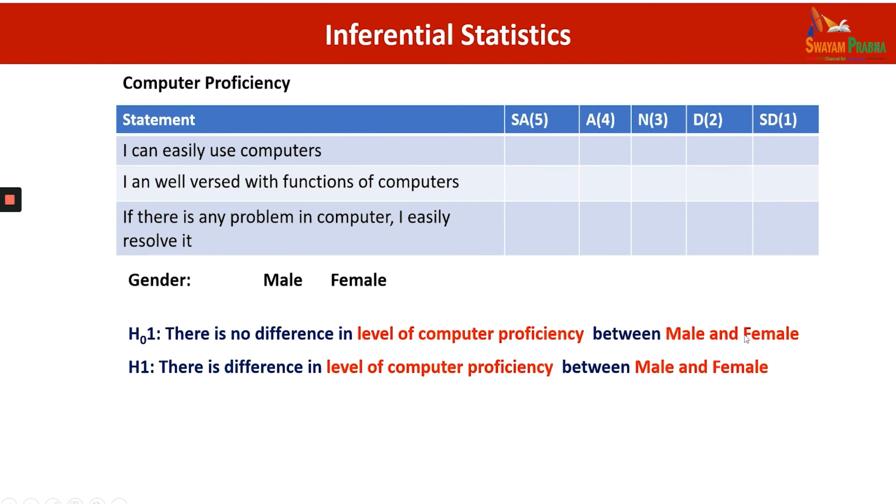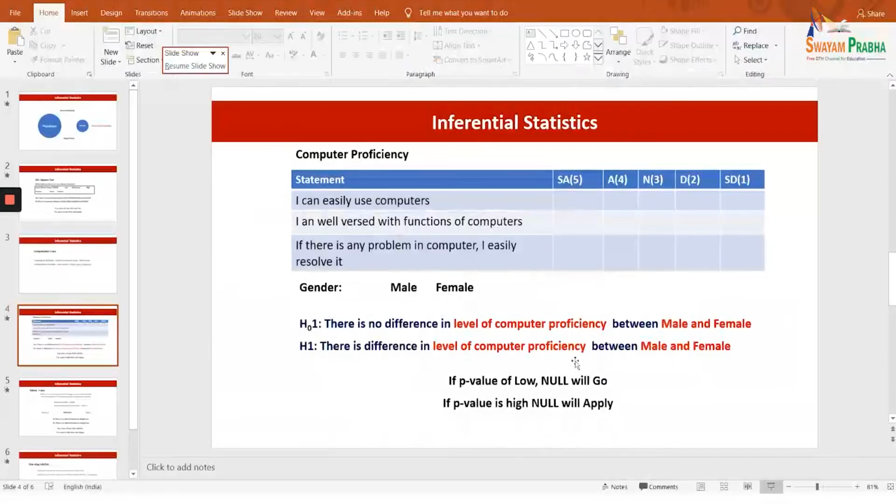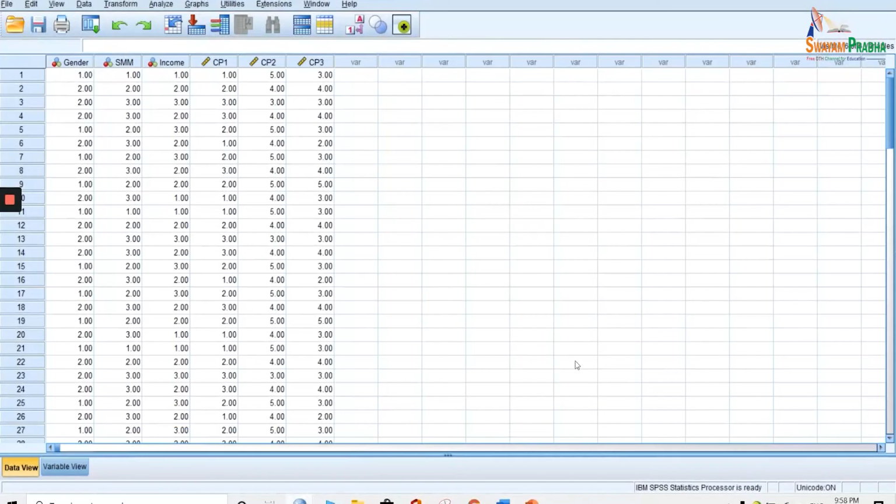So ultimately, in simple terms, you are going to compare the group mean of males and females, whether they statistically differ from each other or not. That is the ultimate objective in this case. Now we will apply the same golden rule: if the p-value is low, the null will go, and if the p-value is high, the null will apply. So we will take the decision in SPSS. Let us now go to SPSS.